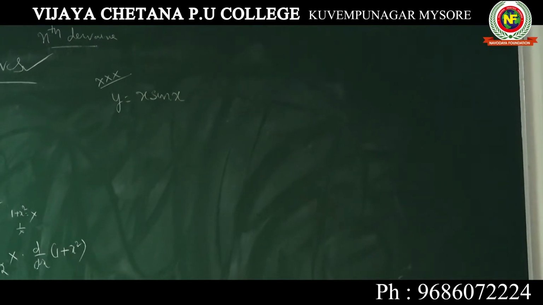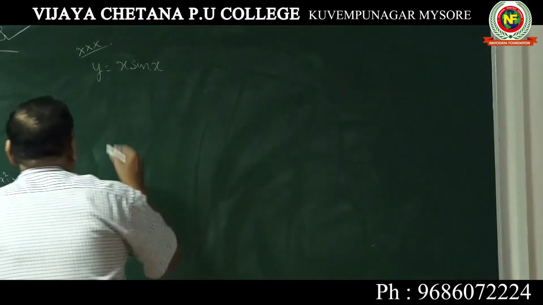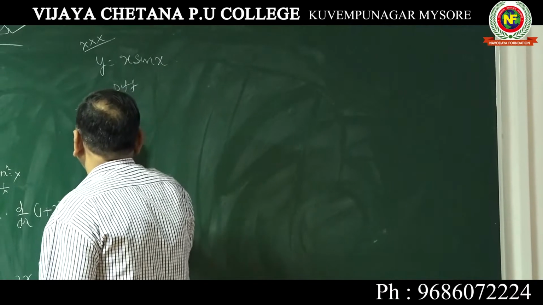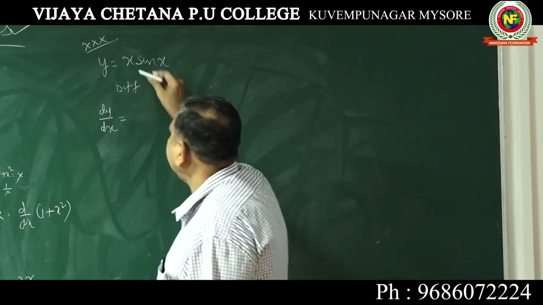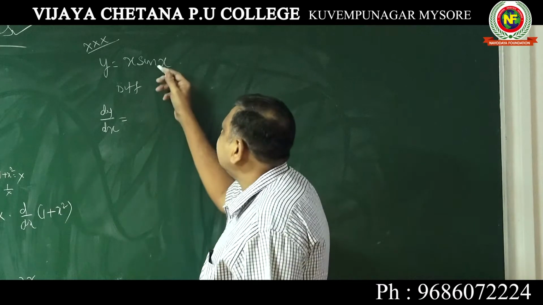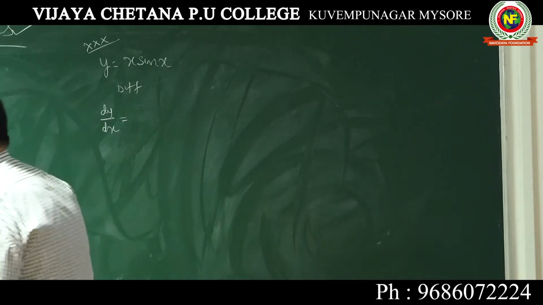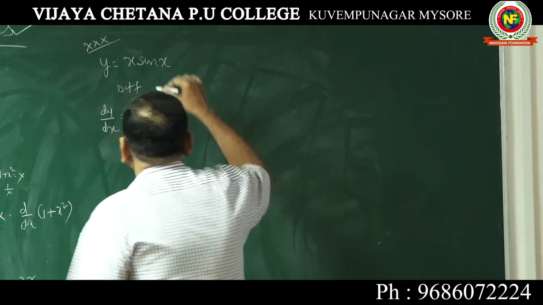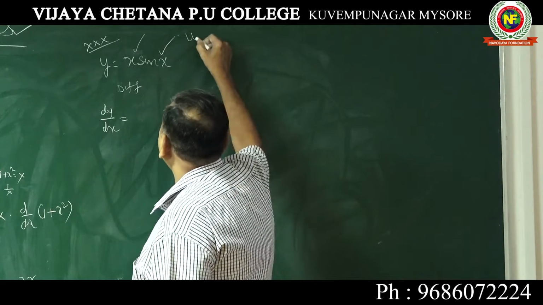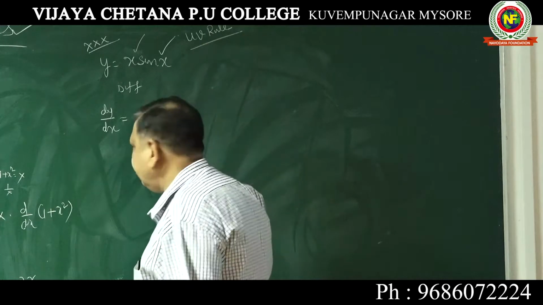So here, when we are differentiating this x sin x with respect to x, dy by dx is equal to... many students commit a mistake: they write x ke 1, sin x ke cos x, 1 cos x, and take it like that, and they will get 0 marks. Here you should know it is a function of x, this is also a function of x. You have to apply the UV rule, the product rule.